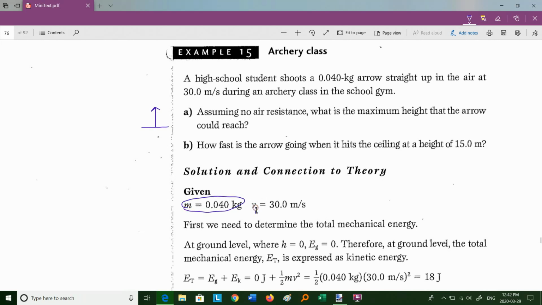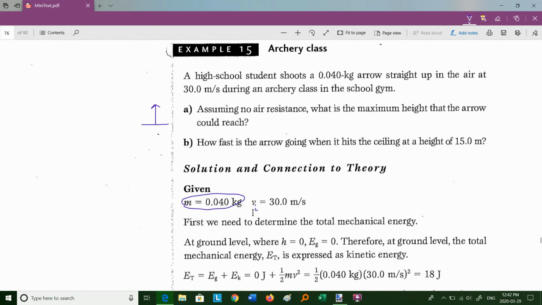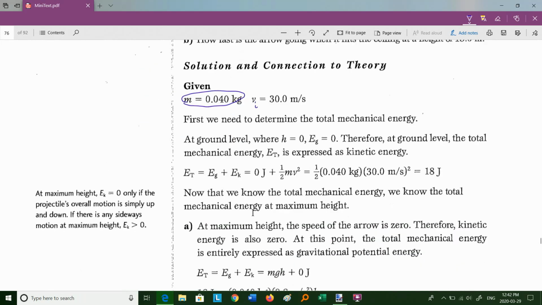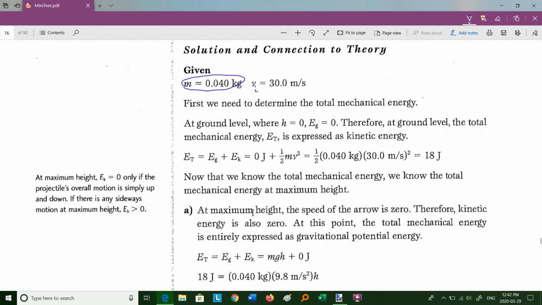It's going to slow down as it ascends because of gravity. At the ground level, the gravitational potential energy is 0. We're going to make that our reference point. And the question, part A, says, what's the maximum height? So all of that initial kinetic energy, because you're launching it at 30 meters per second, is going to be converted into potential energy.